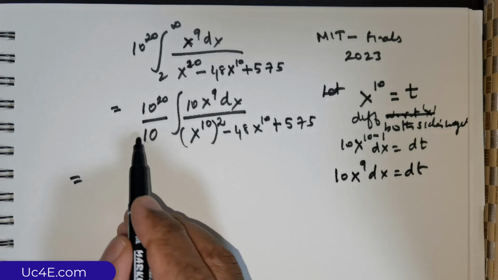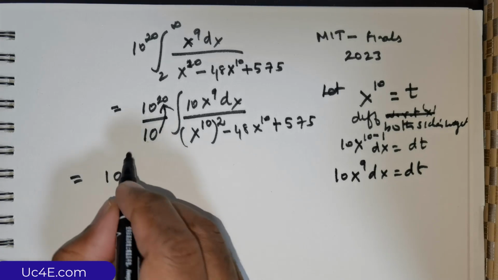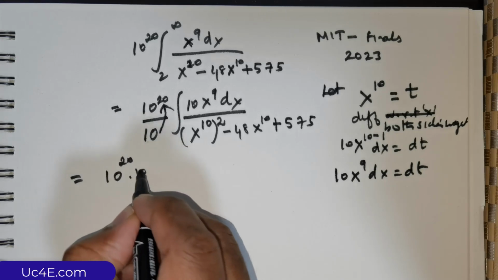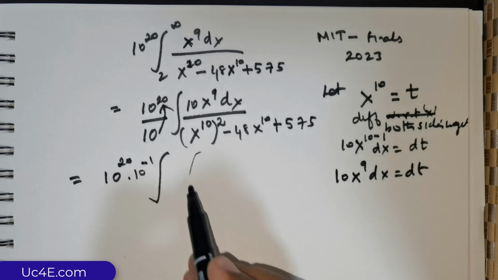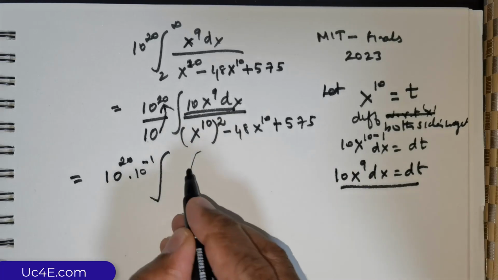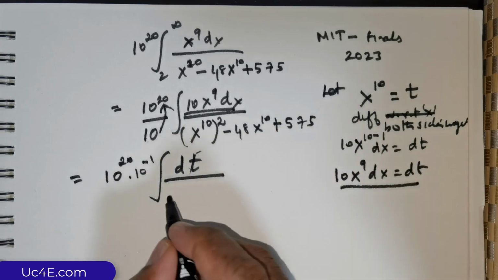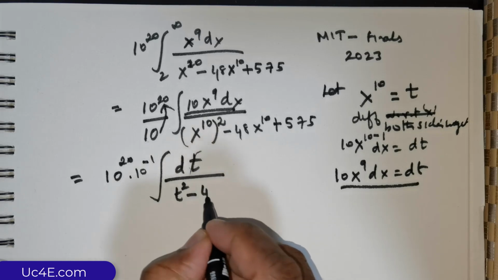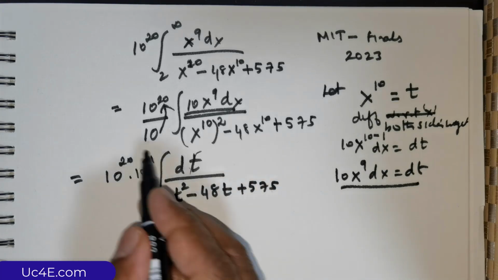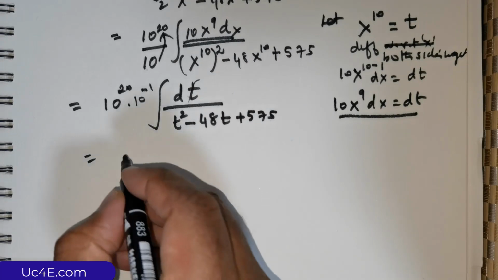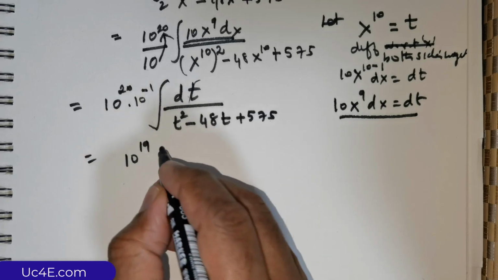So this can be rewritten as, if I were to push this 10 to the numerator, 10 raised to the power of 20 times 10 raised to the power of negative 1 followed by the integral sign 10 times x raised to the power of 9 times dx. This is what is going to be dt. So let me just place the dt there, divided by x to the power of 10 as a substitution as t, raise it to the power of 2 followed by minus 48t plus 575. Now 20 added to the negative 1 is 19. So you get 10 raised to the power of 19 integral.